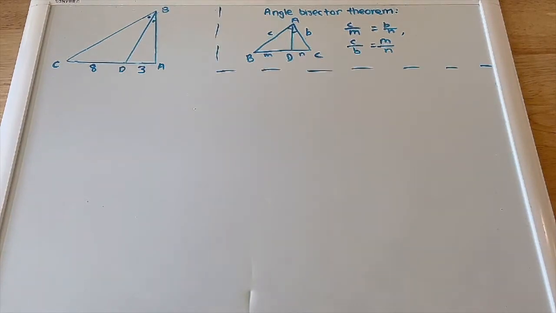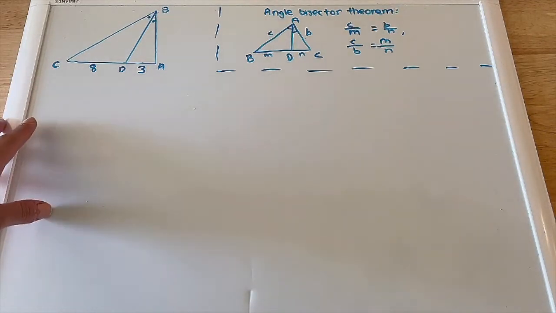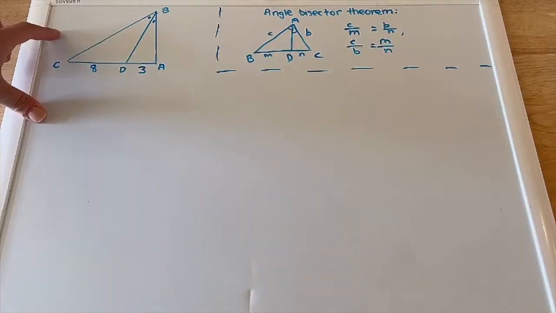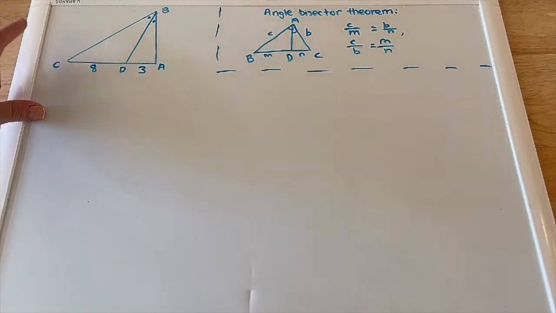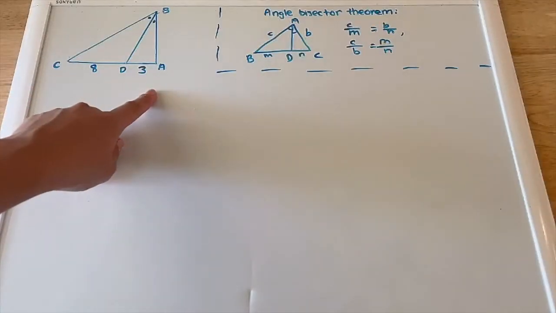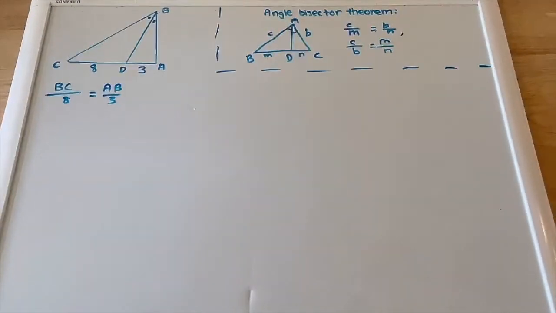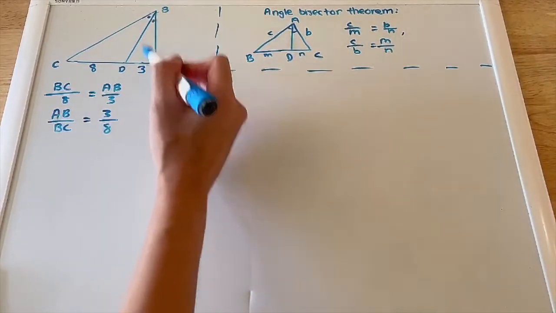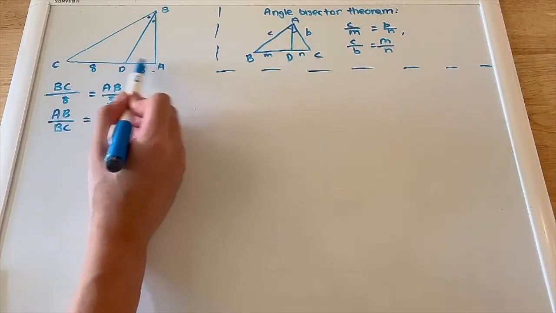Now let's look at the problem over here. It says that BD is the angle bisector, so we can get from here C over M equals B over N. In this triangle it will be CB over 8 is equal to BA over 3. So if we put the variables on one side and the numbers on the other side, we get AB over BC is equal to 3 over 8.